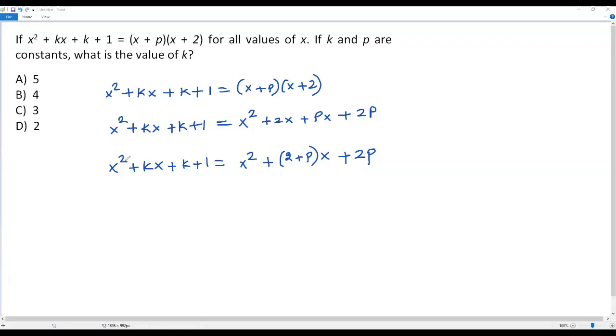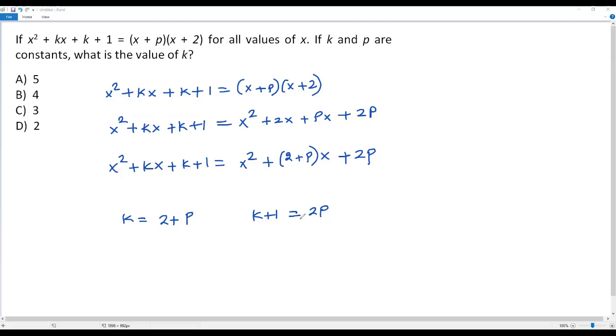What is the coefficient of x on the left side? It's just k. Let me write it over here. What is the coefficient of x on the right side? It's 2 + p. Let me write it. And also, what is the constant term on the left side? That is k + 1. We should not consider only this 1 as a constant term, because this is the x² term, this is the x term, and this complete expression k + 1 is the constant term. The constant term on the right side is 2p. So the constant terms must be equal. That is k + 1 = 2p.